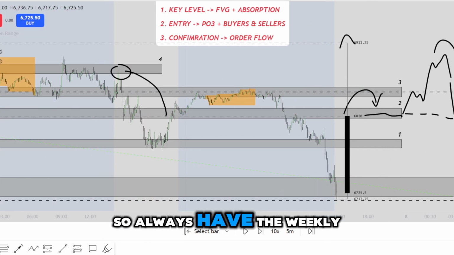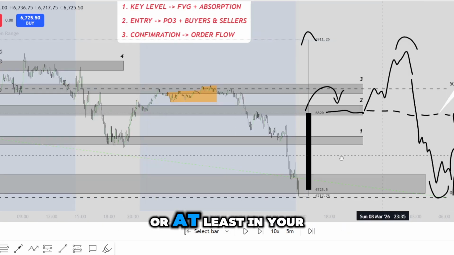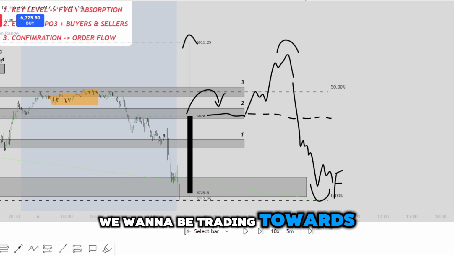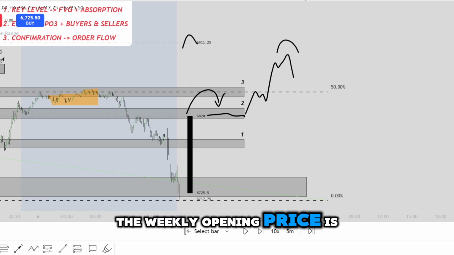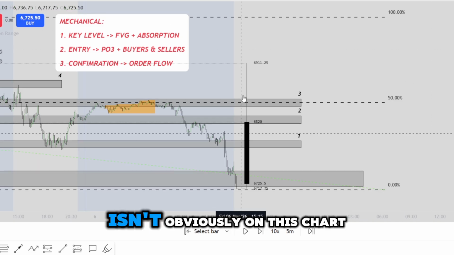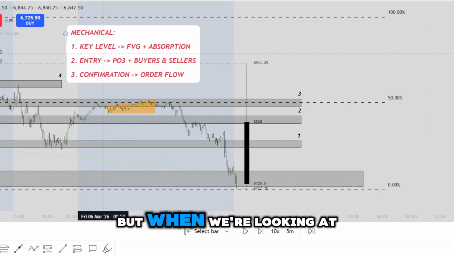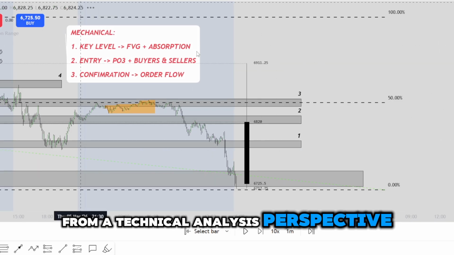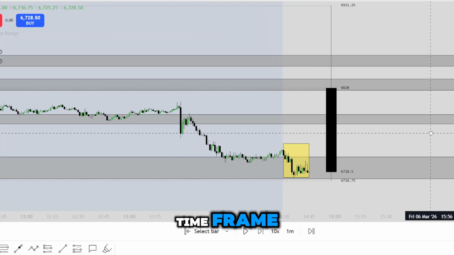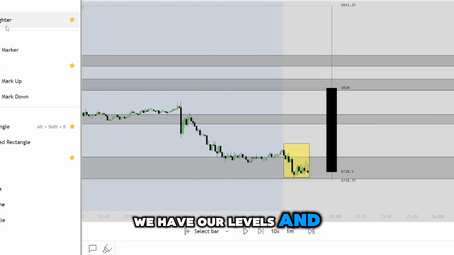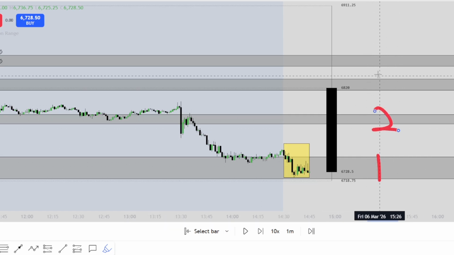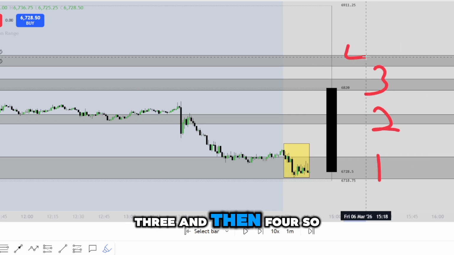So always have the weekly opening price on your charts, or at least in your mind. It's acting as a magnet. We want to be trading towards this weekly opening price. The weekly opening price is probably the most important tool I have other than order flow, which isn't on this chart. But when we're looking at this from a technical analysis perspective, let's go down to the 1 minute time frame. On the 1 minute time frame, we have our levels. Let's call this 1, which is the main level of today, 2, 3, and then 4.